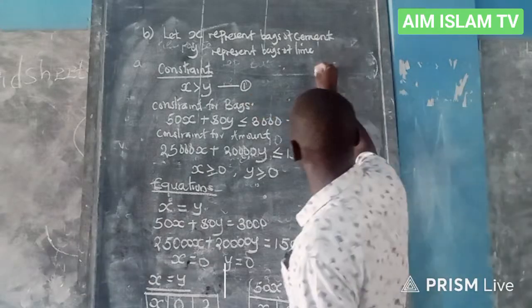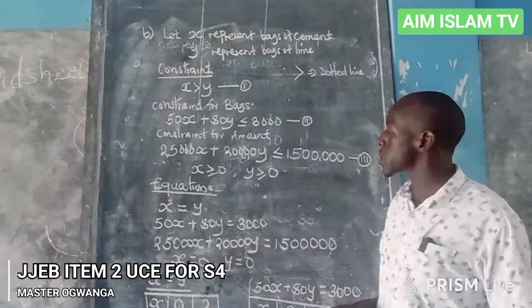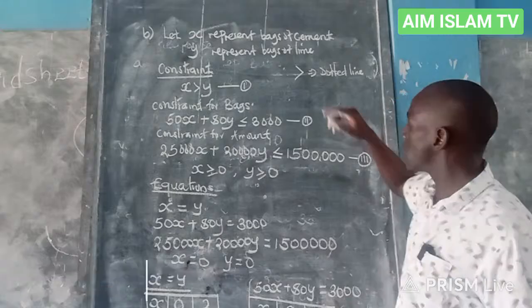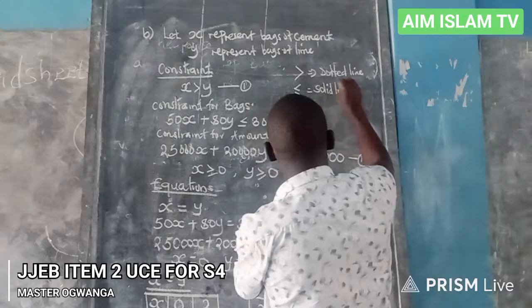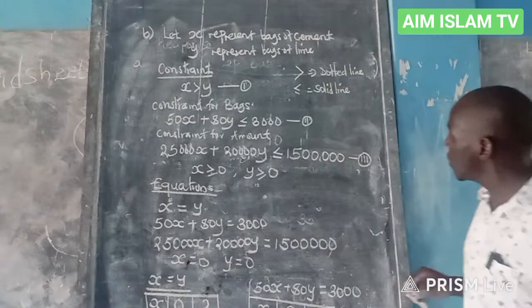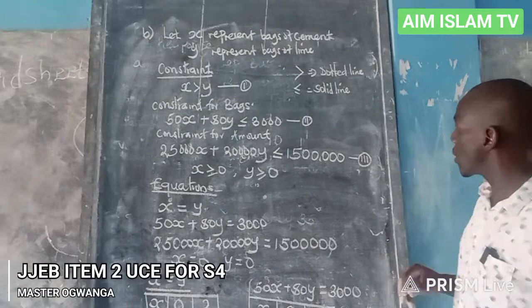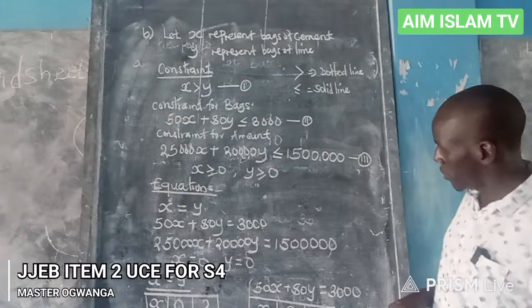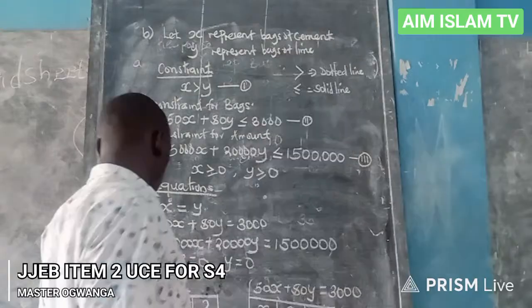So we are going to look at the line for x equals to, this one here will be given as a solid line. The solid line can also be called the complete line, and the dotted line can at times be called the broken line. So let us look at how this can be represented graphically.